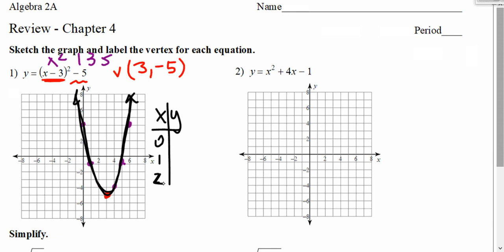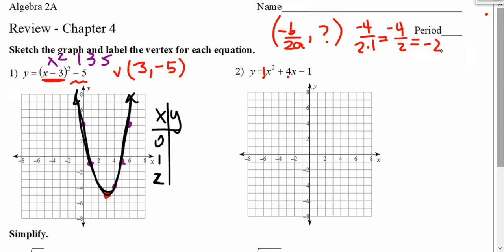Now, problem number 2 is written in vertex form, meaning I can't see the vertex so easily, so this is where you have to use this formula: negative b over 2a, comma, something. That's going to be the vertex. So look at your b number, it's 4. So negative 4 over 2 times your a number, which is 1. That's the number in the front. That's going to be negative 4 over 2, which is negative 2. Okay?